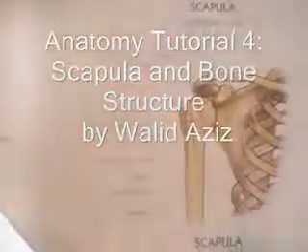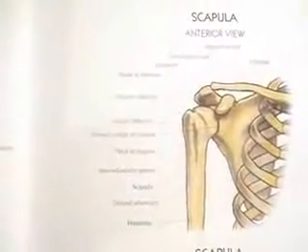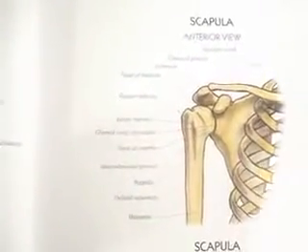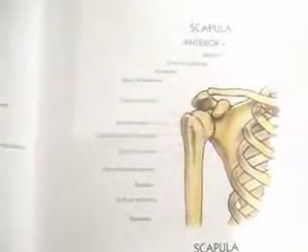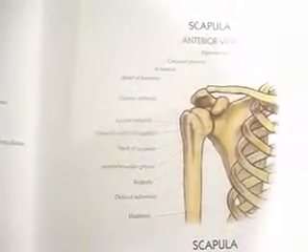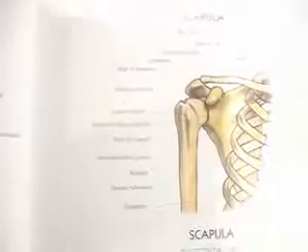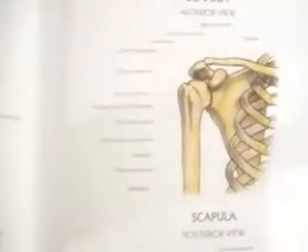Hello and welcome to anatomy tutorial part 4. In this we will be talking about the scapula and the bone structure. We will begin first with the scapula.